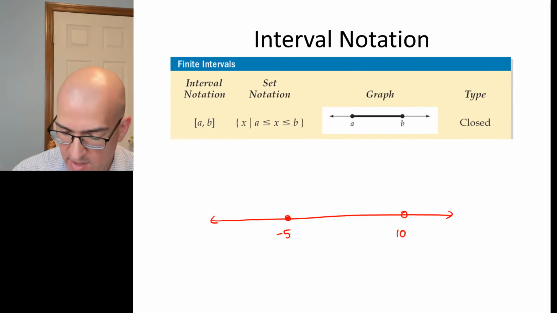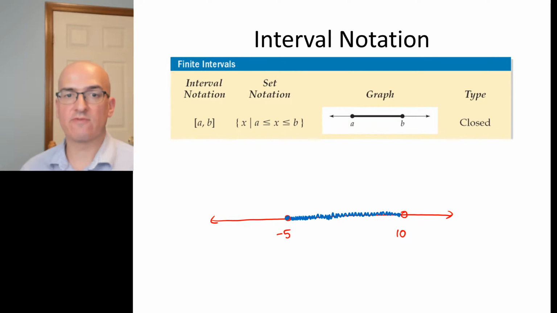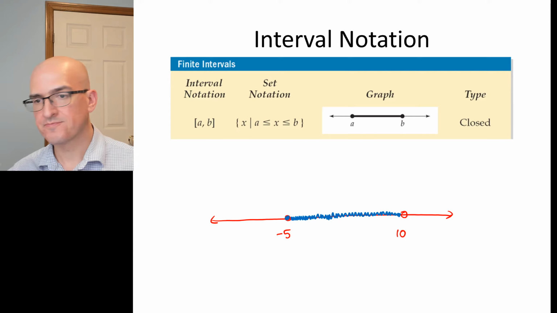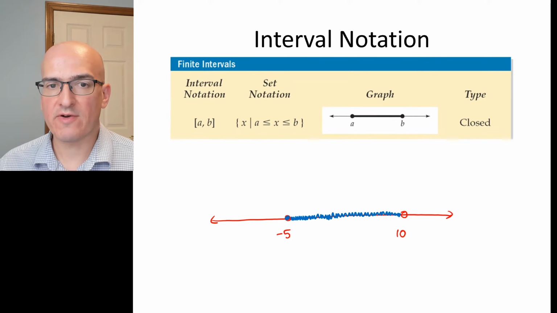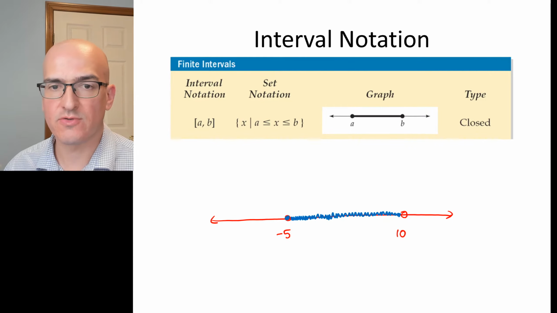What's shown here, if I shade in that particular point, and then shade in the region of the number line in between -5 and 10, this picture indicates numbers like -4, +8, 0, 1/2, pi, and a whole bunch of other numbers. In fact, an infinite number of them. But this is not a very easy to write notation to describe a set of numbers.